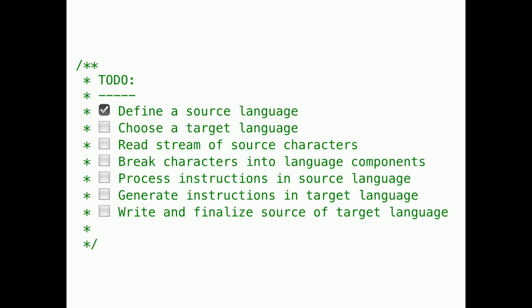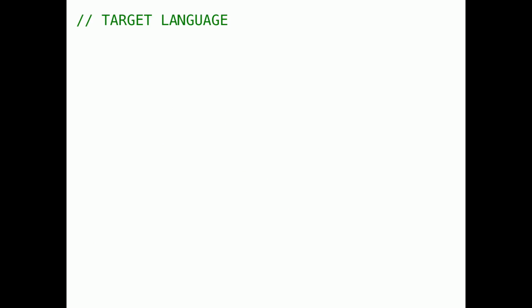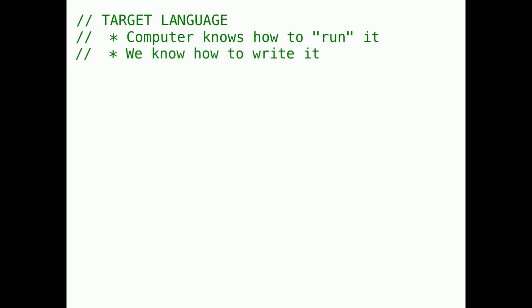So we've defined a simple source language to implement, and now we have to choose a language to target. This is the language that we're going to emit code in when we're compiling our Bitsy. If you remember when we talked about the target language, there was one requirement that we talked about, and that was that the computer has to know how to run it. But there's actually another requirement that's implicit in there, which is that we need to know how to write it, because our compiler is going to have to generate code in this language.